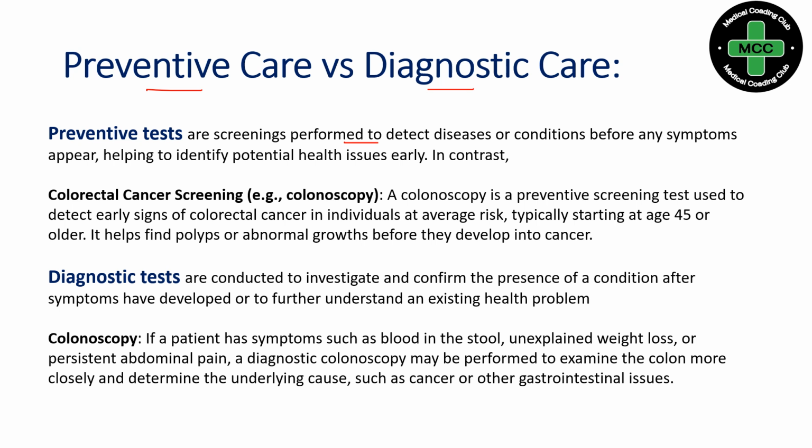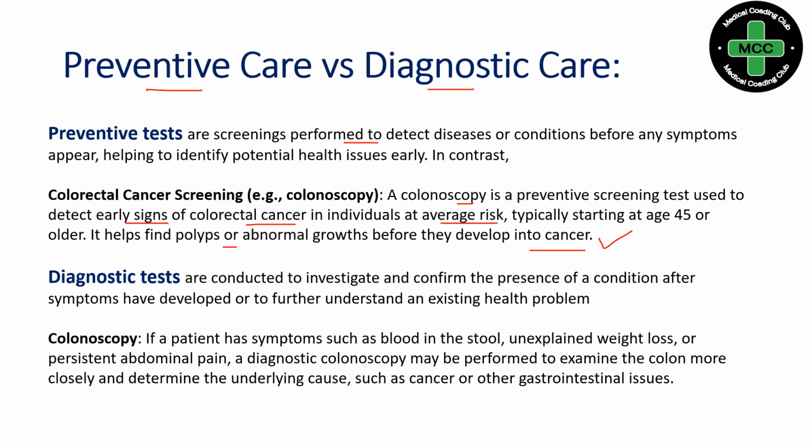Here, as an example, you can see colorectal cancer screening, such as colonoscopy. A colonoscopy is a preventive screening test used to detect early signs of colorectal cancer in an individual at average risk, typically starting at age 45 or older. It helps to find polyps or abnormal growth before they develop into cancer. So this is called a preventive test.